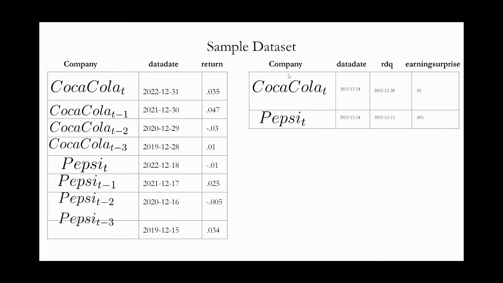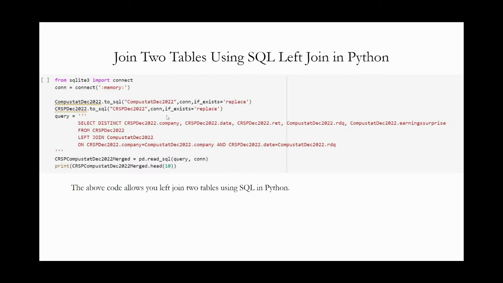Okay. Now this is our CompuStat data. This is typically our CRSP data. So we're writing the CompuStat data into SQL, and then we write the CRSP data into SQL. So now in SQL we have two tables, CRSP and CompuStat. These are two separate tables, and what we want to do is join them together into one table. And so we're going to say query select distinct CRSP December 22 company.